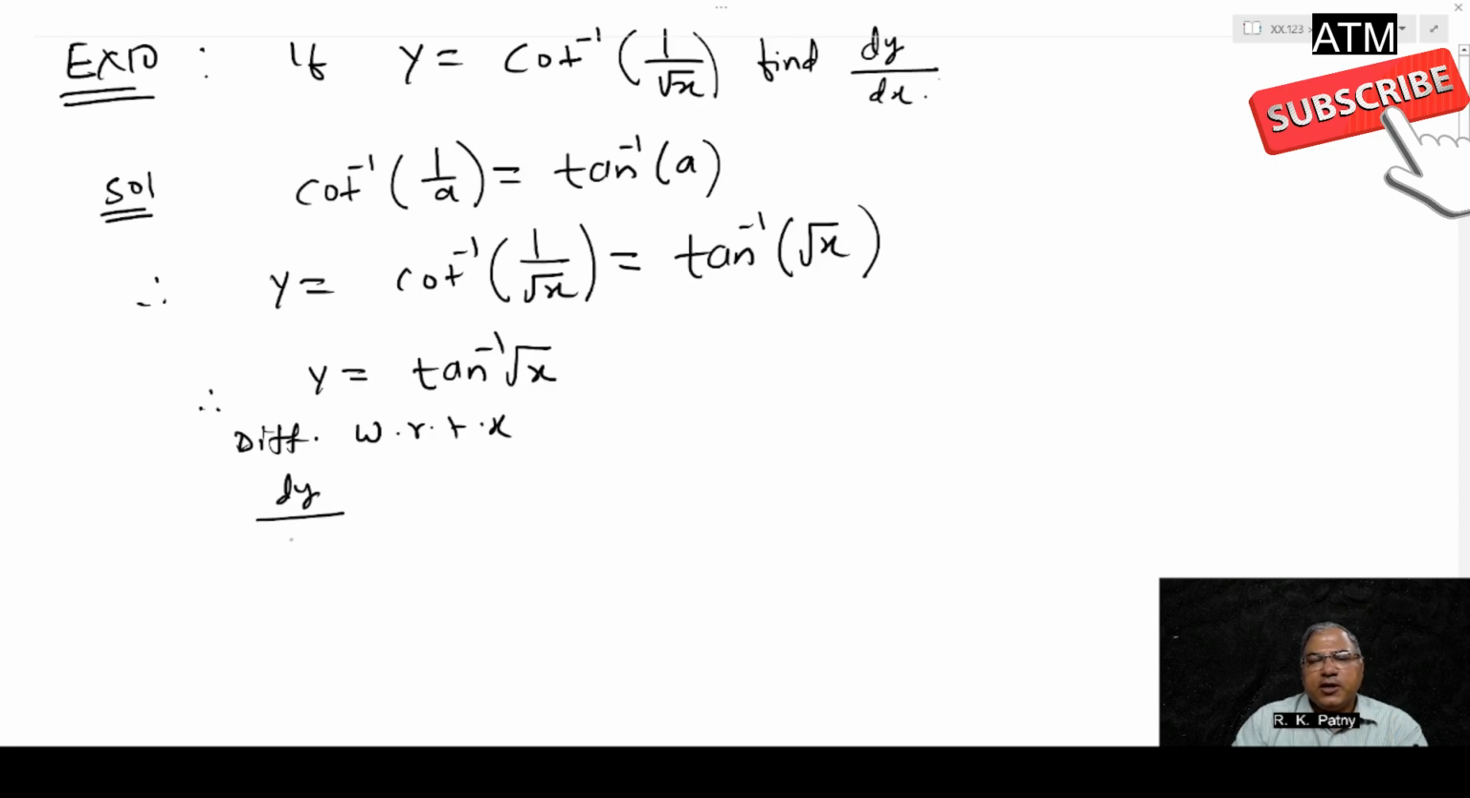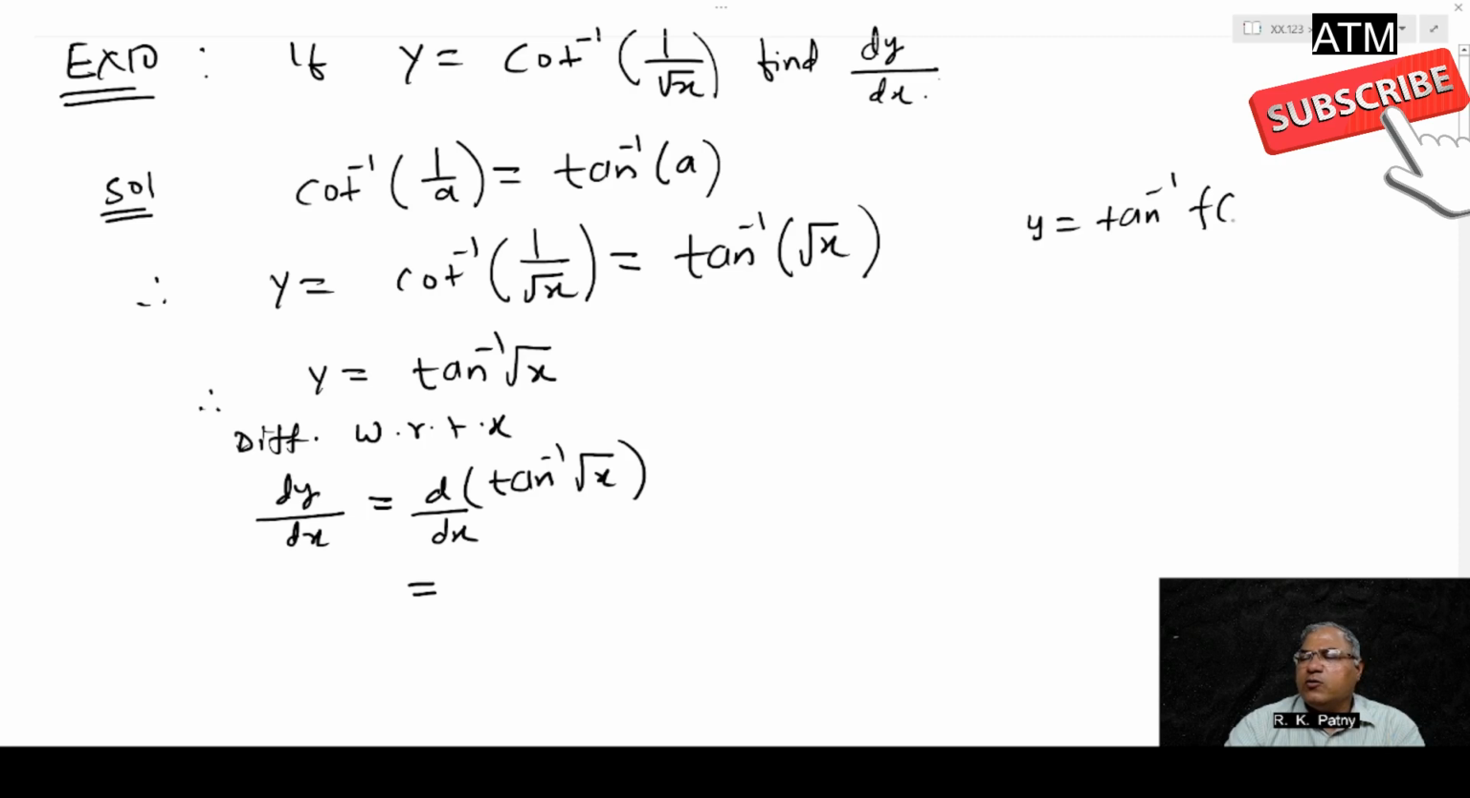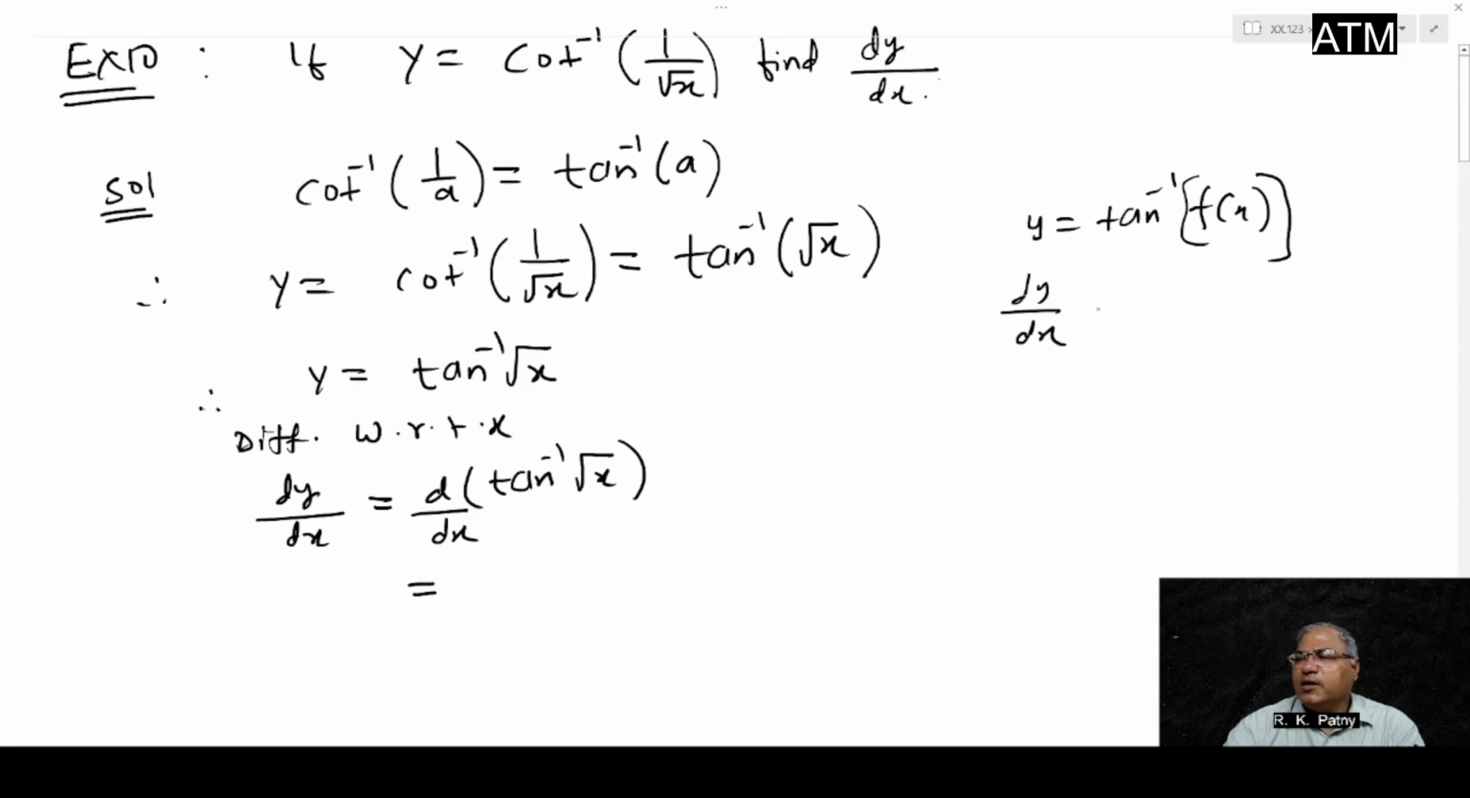So, dy by dx equals differentiation of tan inverse of root x with respect to x. Here I would like to revise the formula. If y equals tan inverse of f of x, then dy by dx is equal to 1 upon (1 plus f of x whole square) into f dash x. This is the formula. Therefore, here root x is nothing but f of x. So, what is the derivative of this one?